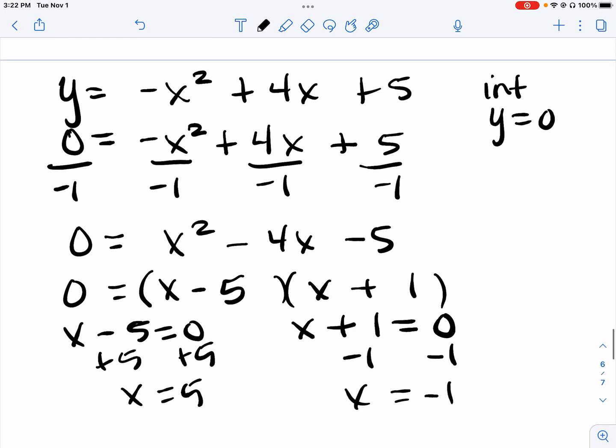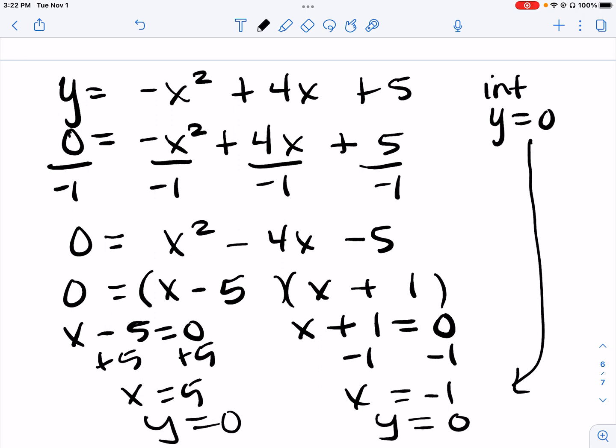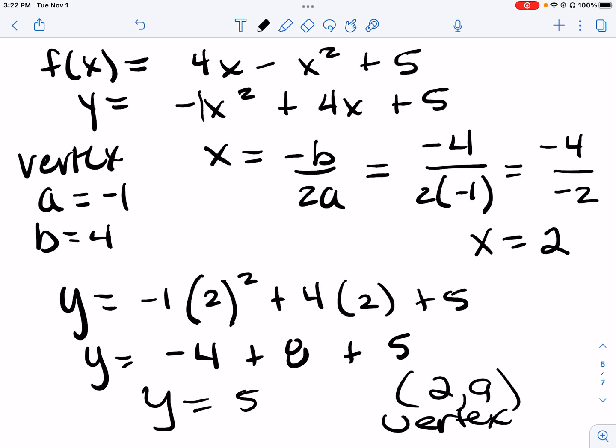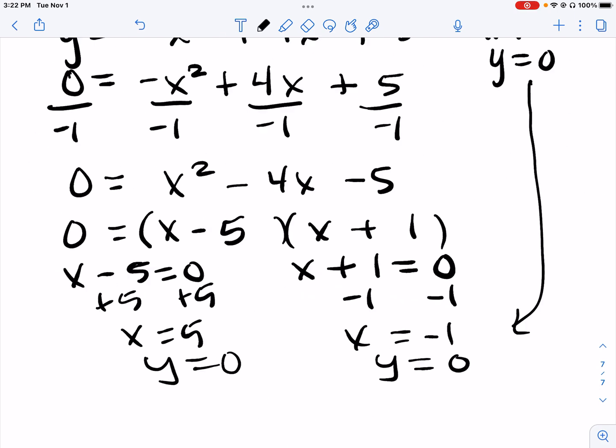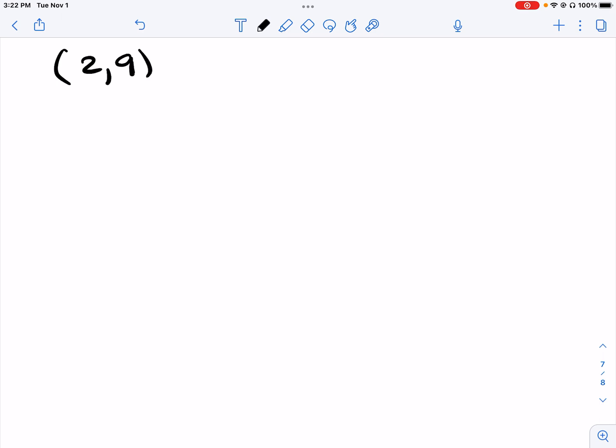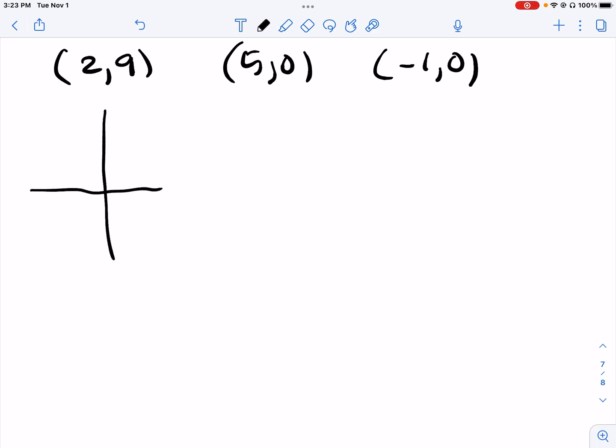Now, we got this by setting y equal to 0. So those are the two x values when y equals 0. Okay, let me go back now and look at our vertex 2, 9. So those are 3 points that we can graph. 2, 9 is right 2, up 9. 5, 0, right 5, up 0. Negative 1, 0, left 1, up 0.